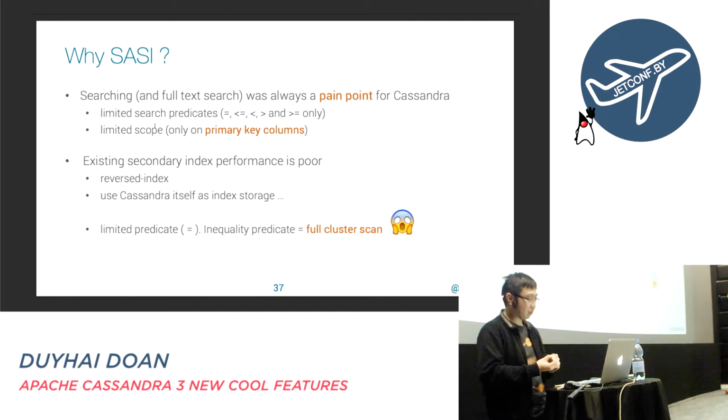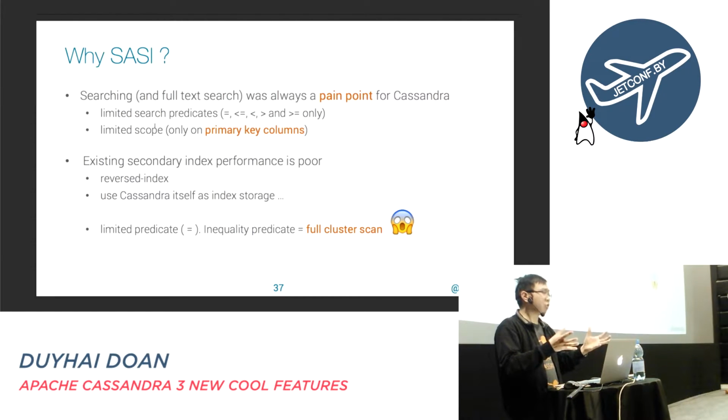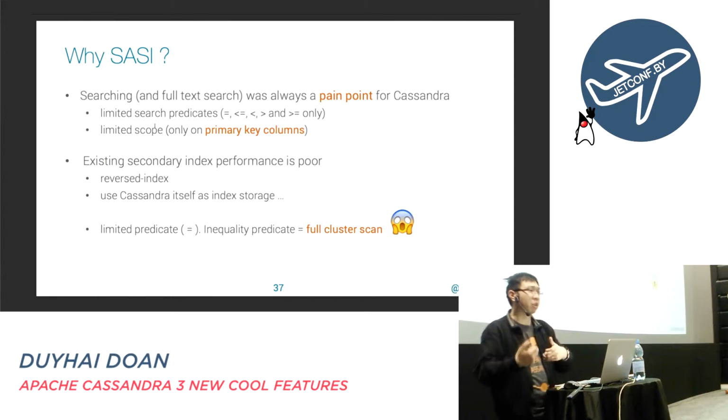You also already have an existing secondary index, but in terms of performance it is very poor, because in fact it is just a reverse index. The index data are stored directly in Cassandra itself in another, hidden table.